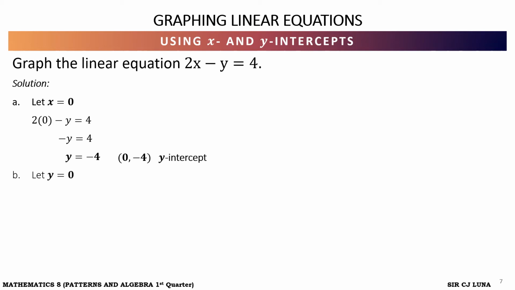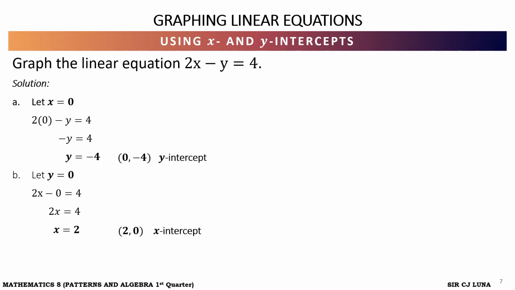Next, we will solve for the x-intercept by letting our y be 0. Okay? So we have now 2x minus y, that is 0, equals 4. So we only have 2x is equal to 4. How will you solve for the value of x? Okay, very good. By dividing the whole equation by 2. So we now have x equals 2. So if your y is 0, the value of x is 2. So our x-intercept is 2, 0.